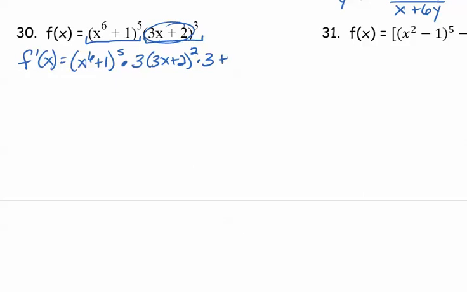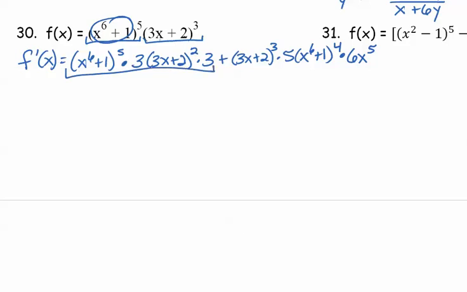All right, and then the second part of our product rule, we keep the second part as it is, and we multiply by the derivative of the first part, and that requires a power rule. So reduce the exponent to a 4, and then a chain rule on the inner binomial would be a 6x to the 5th.